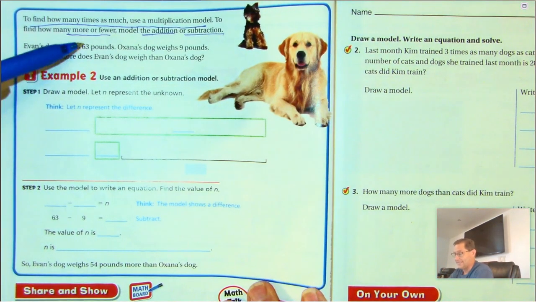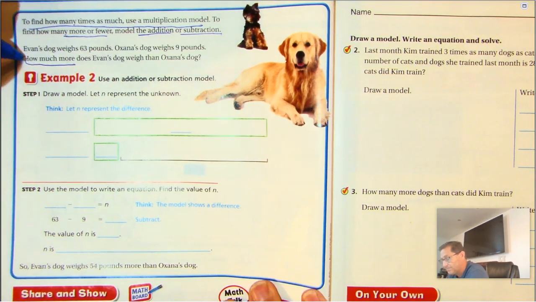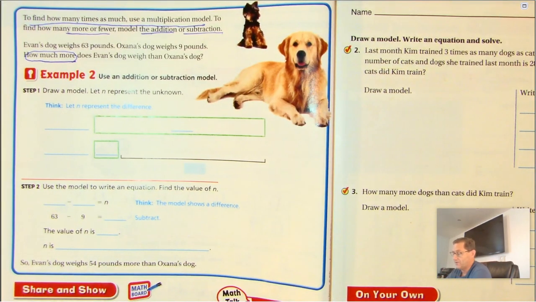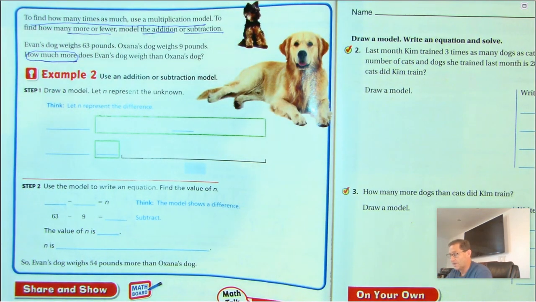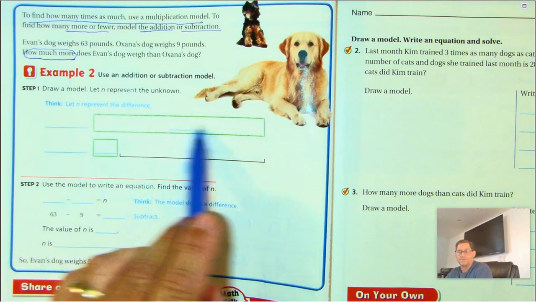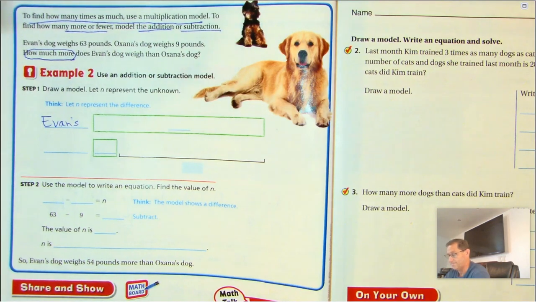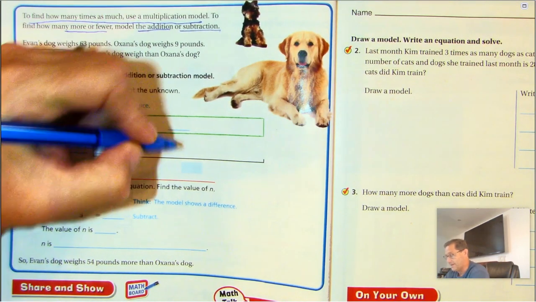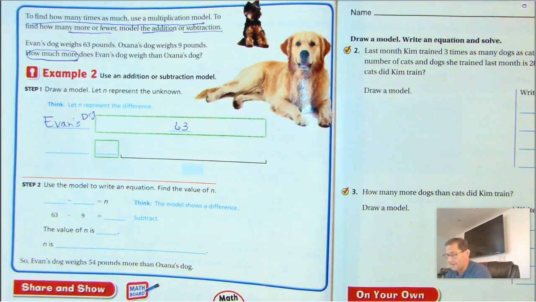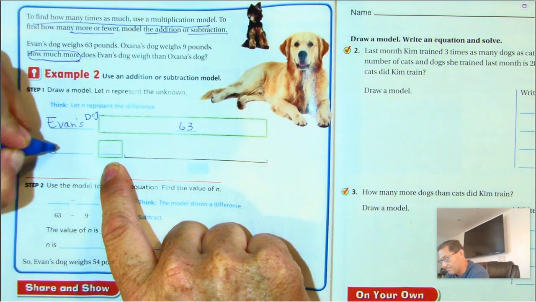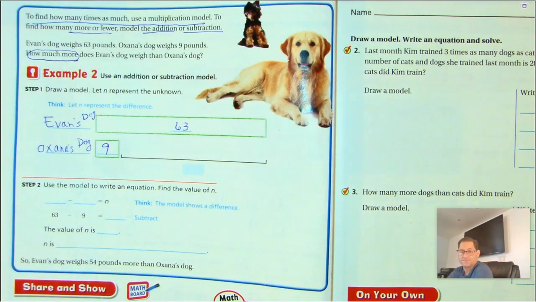So Evan's dog weighs 63 pounds. Oksana's dog weighs 9 pounds. How much more does Evan's dog weigh than Oksana's dog? It says draw a model and let n represent the unknown. So we have a really long box here. That probably represents Evan's dog because his dog weighs more. So I'm going to say Evan's dog. And Evan's dog was 63 pounds. And this little box is Oksana's dog, who weighed 9 pounds.